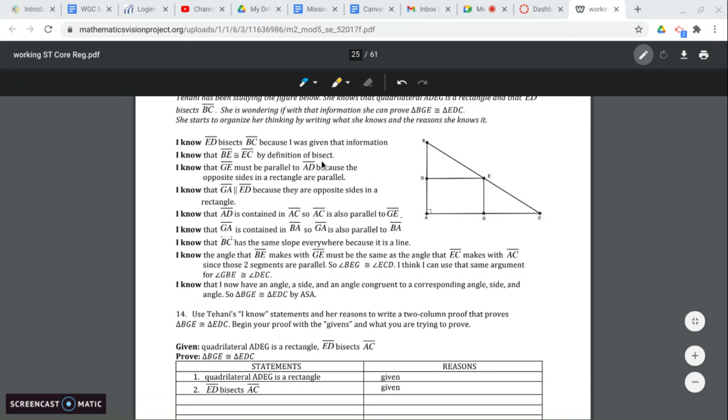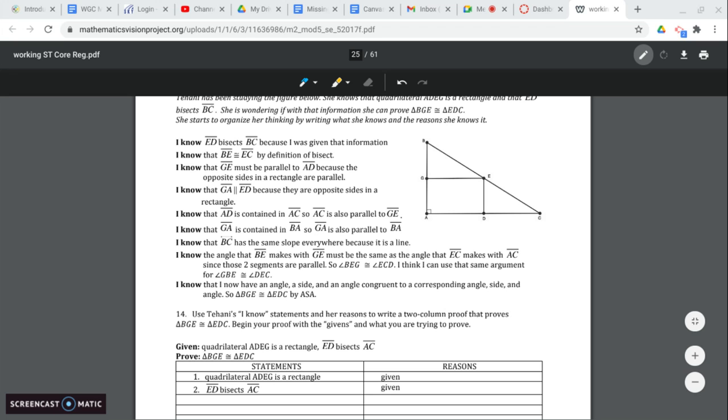So we have all this information. So she knows that BE is congruent to EC by definition of bisect. I know that GE must be parallel to AD because the opposite sides in a rectangle are parallel. I know that GA is parallel to ED because they are opposite sides in a rectangle. I know that AD is contained in AC, so AC is parallel to GE. I know that GA is contained in BA, so GA is parallel to BE.